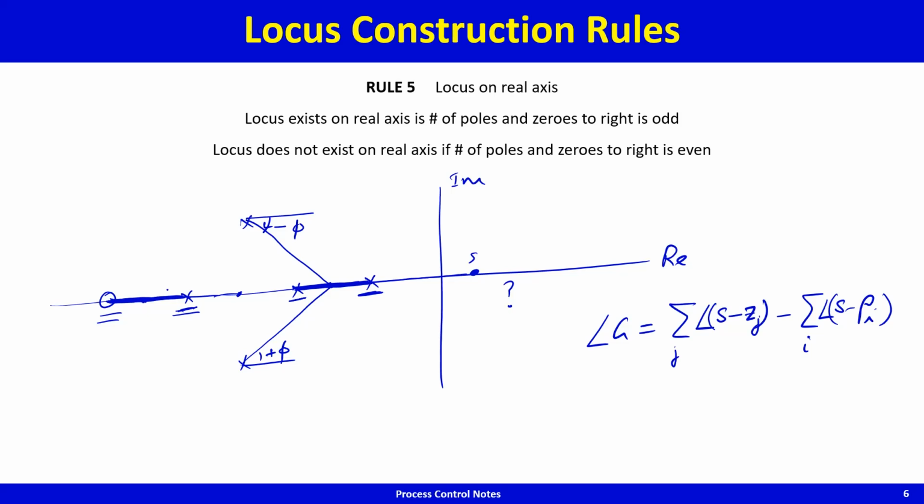So the rule comes out that locus exists on the real axis if the number of poles and zeros to the right is odd.